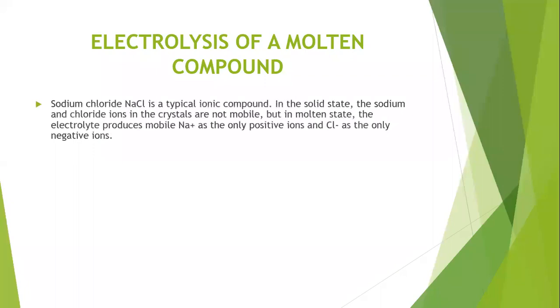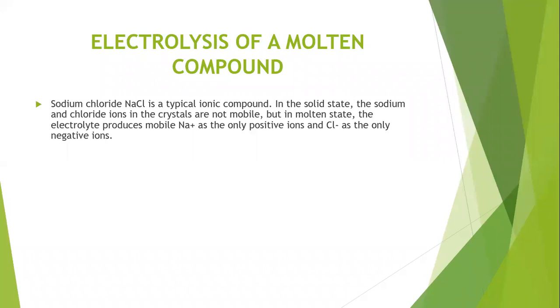Now, sodium chloride is a typical ionic compound because it is made up of sodium, which is positively charged, and chloride, which gives us an ionic compound. In the solid state, the sodium ion and the chloride ion in the crystals are not mobile. Why? Because they are compacted together. They are not free to move. But in the molten state, that is when they are heated, and the heat is so much that it makes it melt, the electrolyte produces mobile ions.